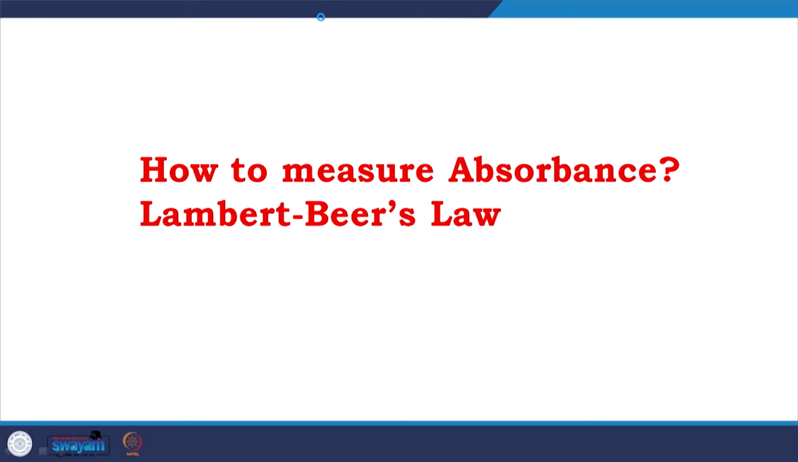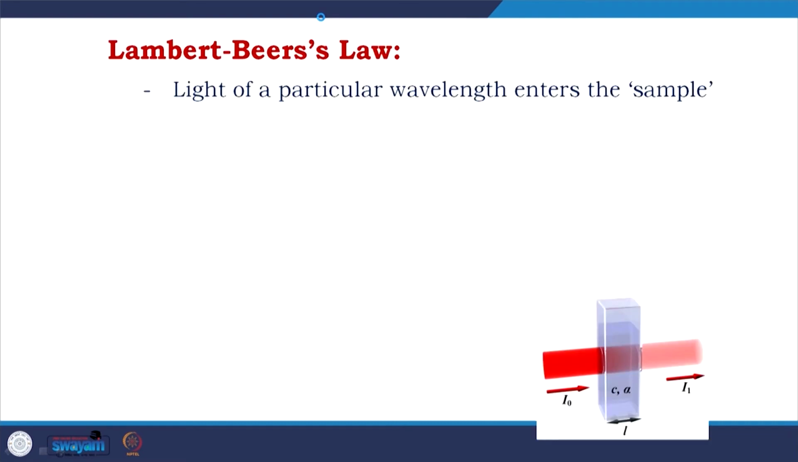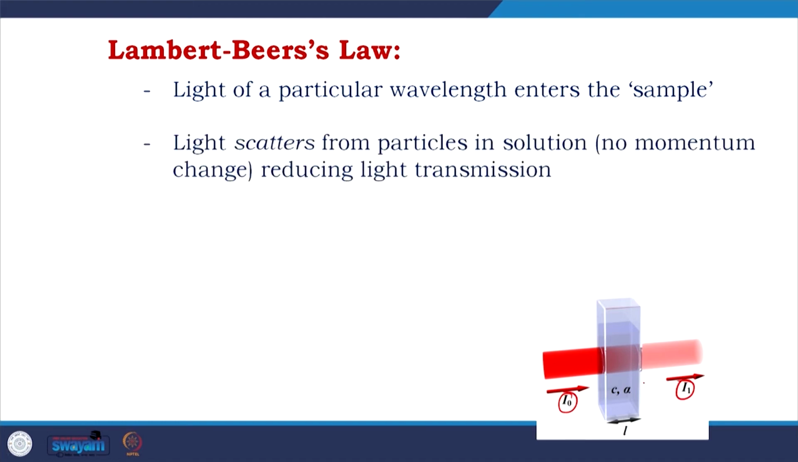So, how do we measure? It is going by Lambert-Beer's law. In Lambert-Beer's law, the light of a particular wavelength enters the sample, I0 is the initial intensity and its change is I1. L is the path length and C is the concentration and alpha is the constant we will be talking about.